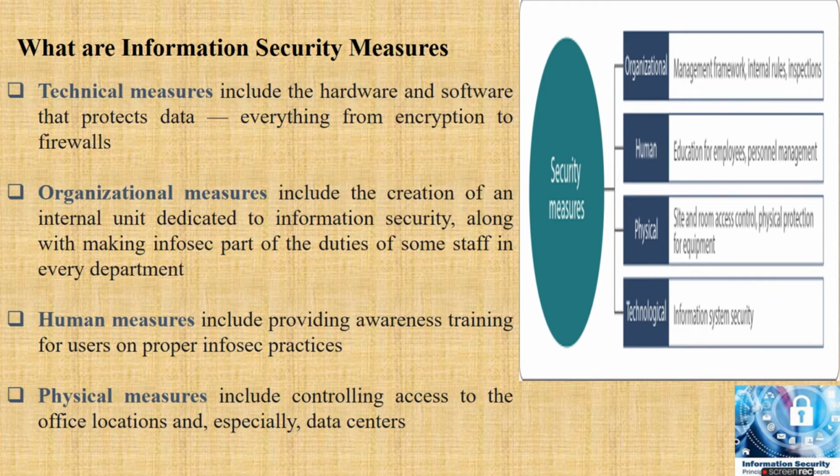The fourth one is physical measures, including controlling access to office locations, especially data centers. Organizations should control the access to the data centers where all the servers are found, and control who is accessing the data centers and when they access these data centers and server rooms, to ensure that if any attack happens, we know who was the root cause of this attack, and can control and secure your servers easily.